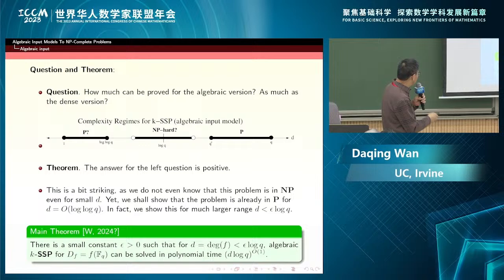So that's the main result for what we can prove in this new algebraic model. It's surprising that we can go much beyond the classical model, because we can move from log Q to a power of log Q, more or less. That is an exponential improvement.